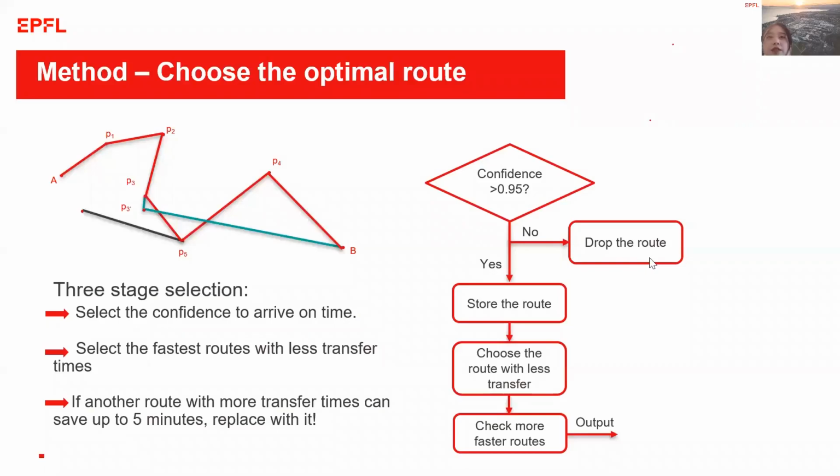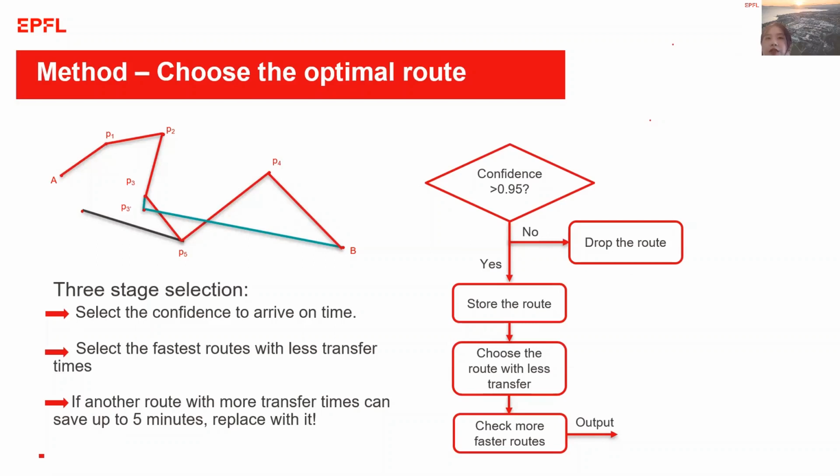Theoretically, due to the complicated map in the city, we can provide up to hundreds of routes. The problem is to select the optimal route among these options. We use three-stage selection to determine our optimal route.